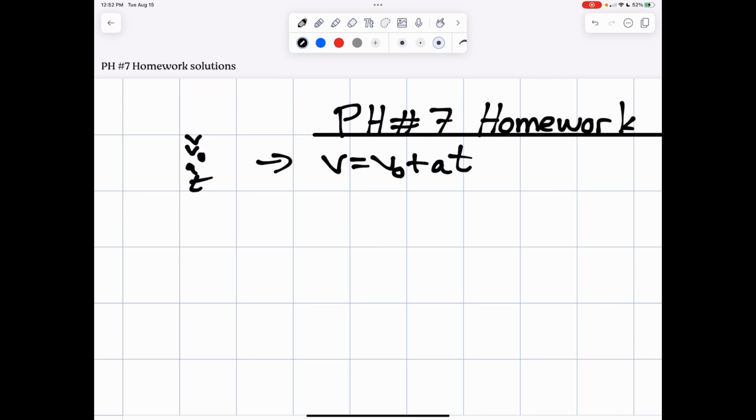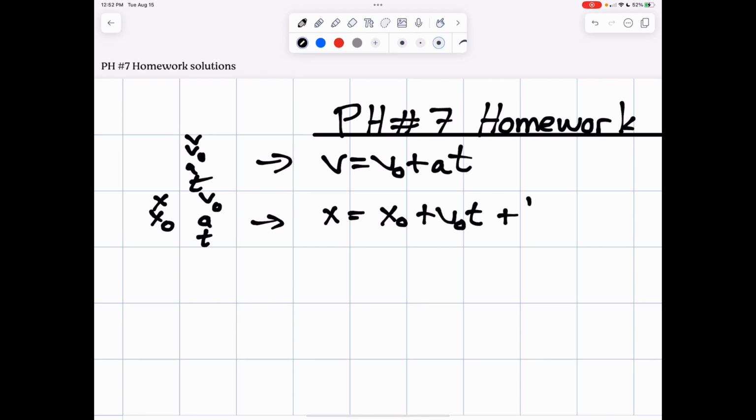Now if you see x naught, v naught, a, and t, we would use the equation x equals x naught plus v naught times t plus 1/2 a t squared.